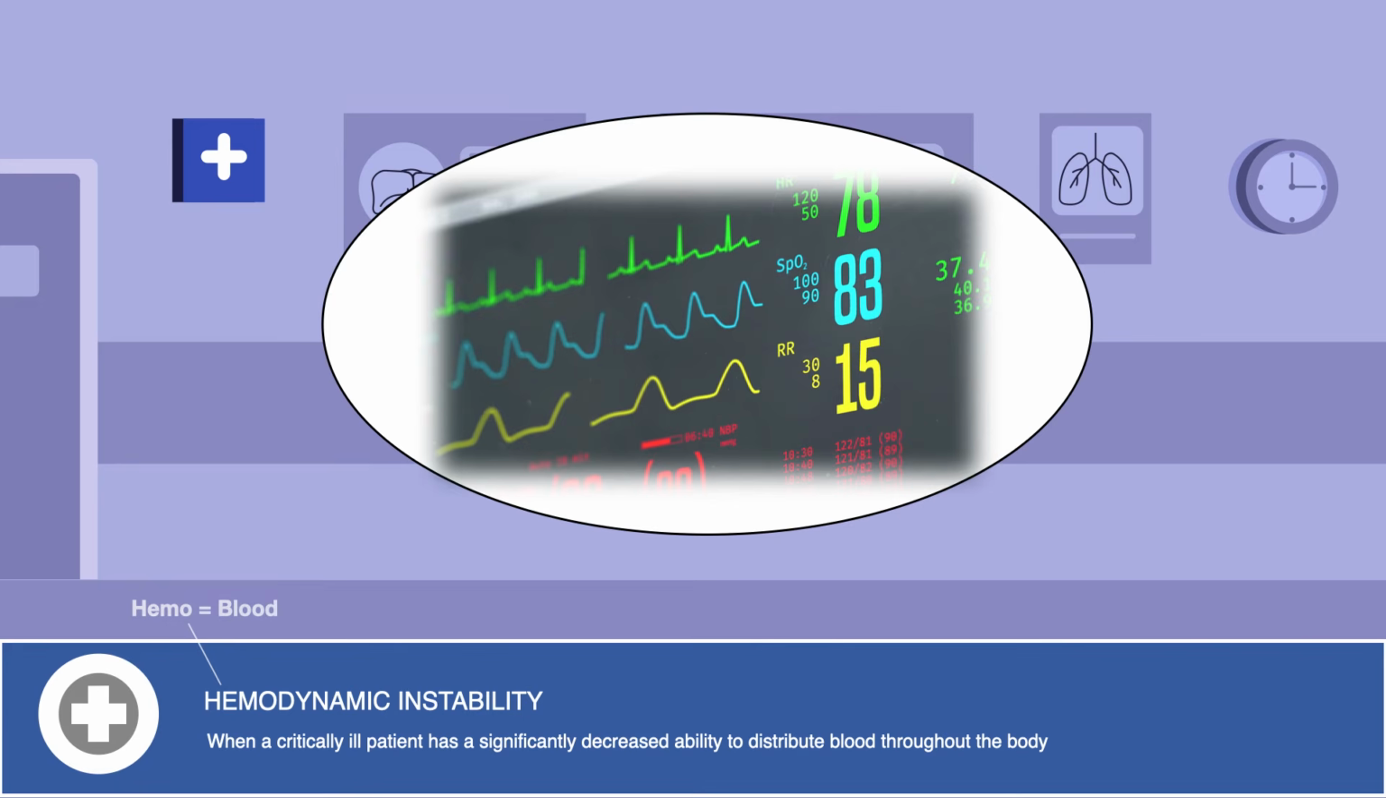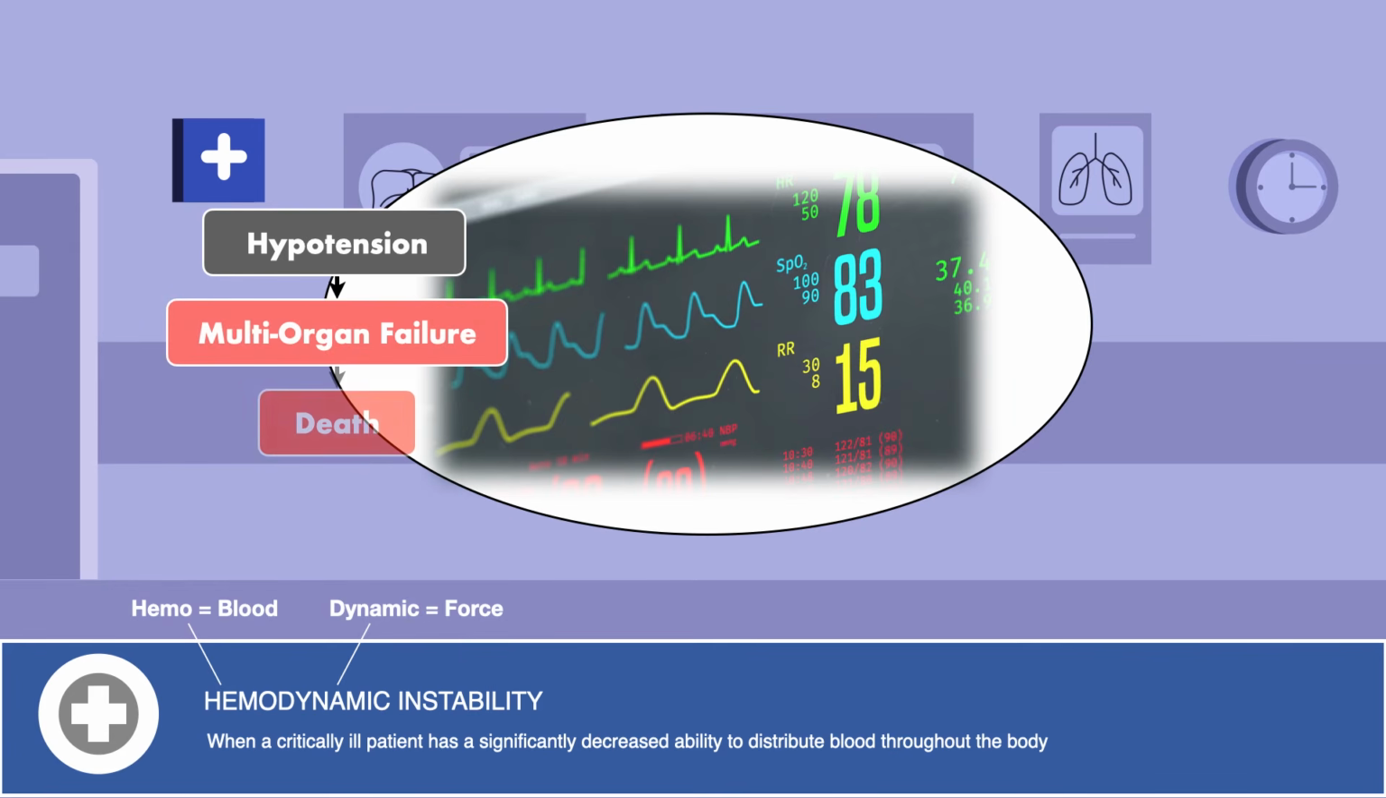We can come to understand this concept directly from the name. Hemo is the prefix for blood, and anytime we are talking about dynamics, we are considering forces, such as the dynamics between a group of individuals. The cardinal sign of hemodynamic instability is hypotension, or low blood pressure, which is very serious. Hemodynamic instability can lead to multi-organ failure and death.